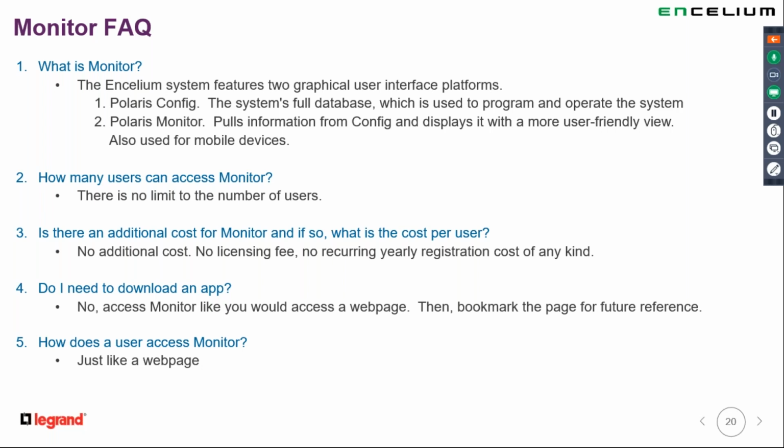The Encelium system features 2 graphical user interface platforms. Polaris Config, that's the system's full database, which is used to program and operate the system. Whereas Polaris Monitor pulls information from Config and displays it with a more user-friendly view. You can use it for mobile devices as well.